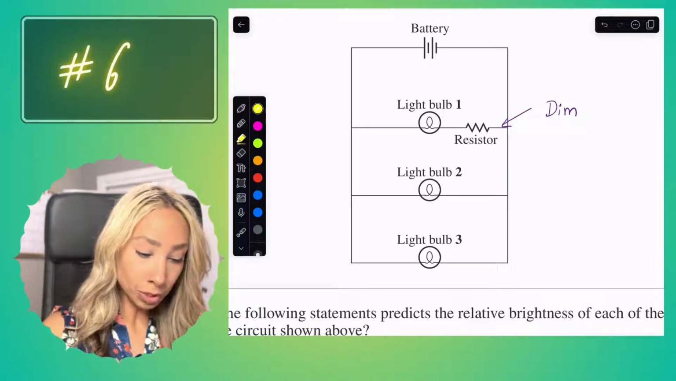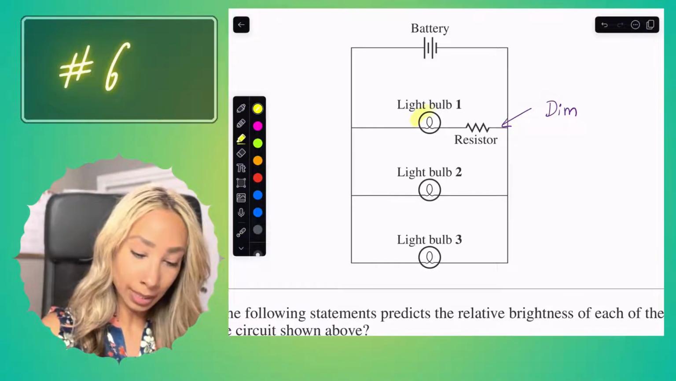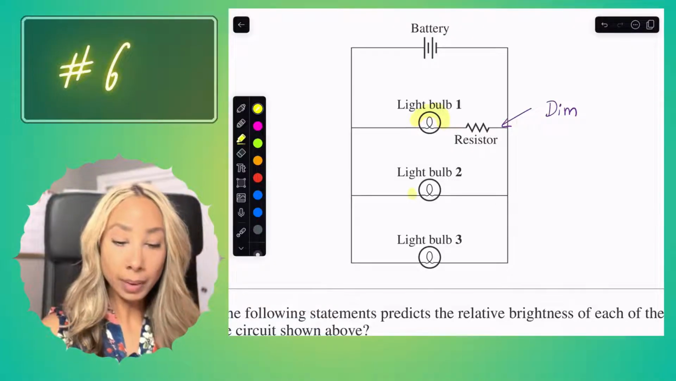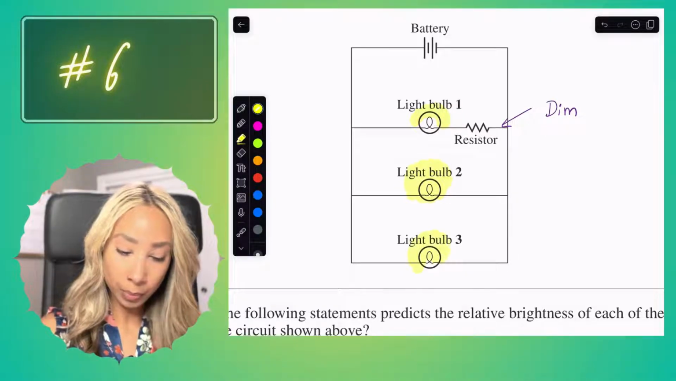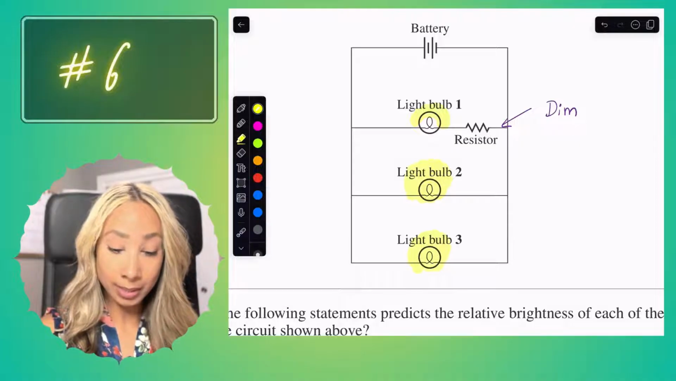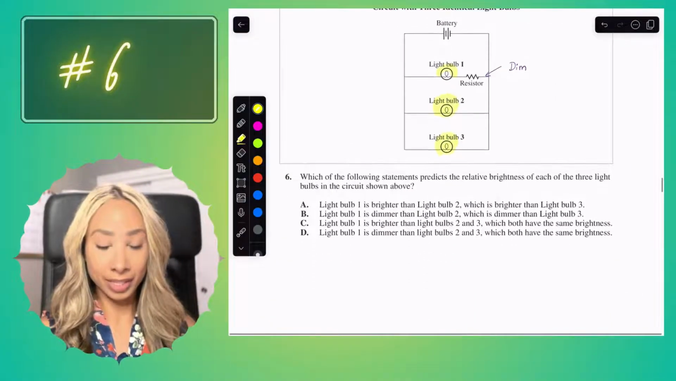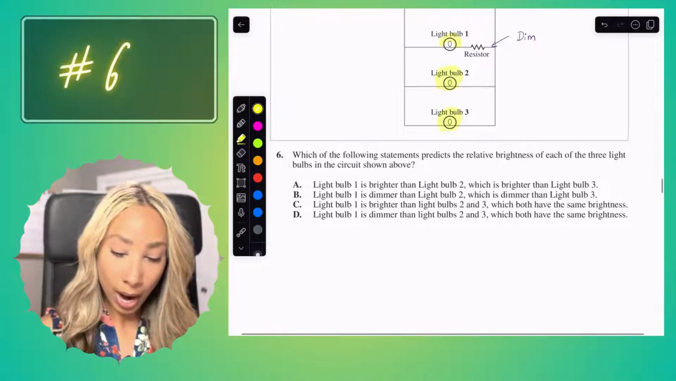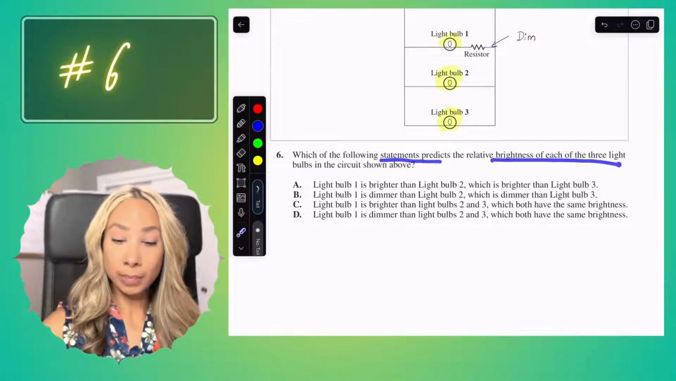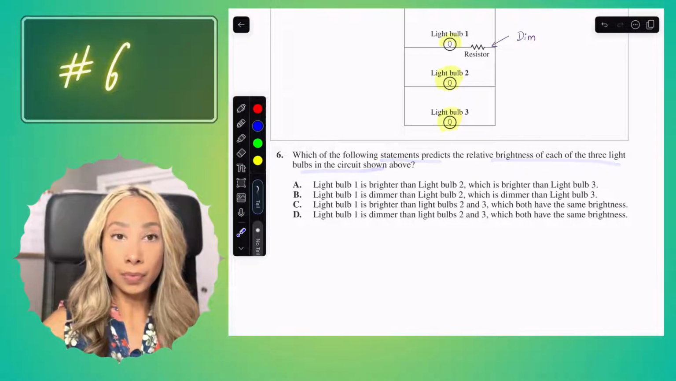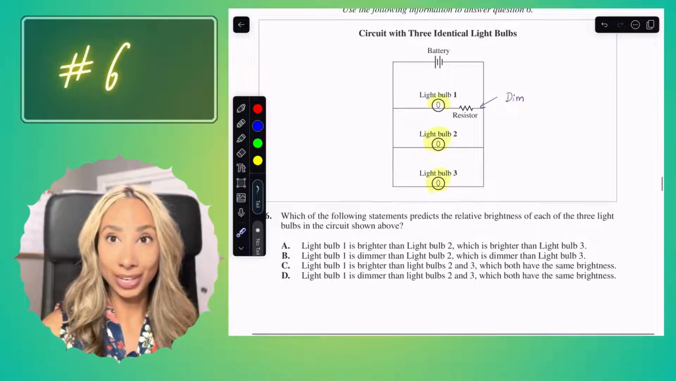So what I'm going to do here for our reference is I'm going to say this bulb is going to be bright, but it's not going to be as bright as the other two because the resistor is being applied. So this bulb would be really bright and this bulb would be the same amount of brightness, again, if everything's working correctly. So our job for number 6 is to figure out which of the following statements predicts the relative brightness of each of the 3 light bulbs in the circuit.